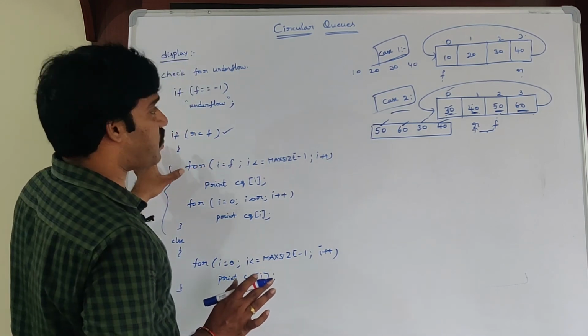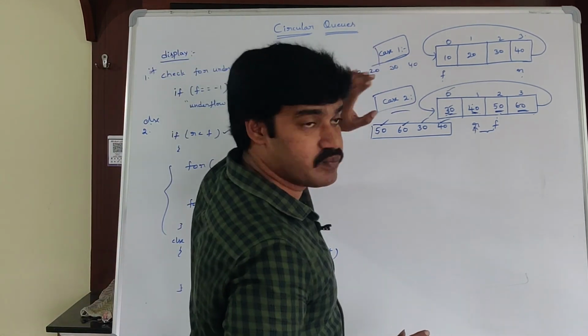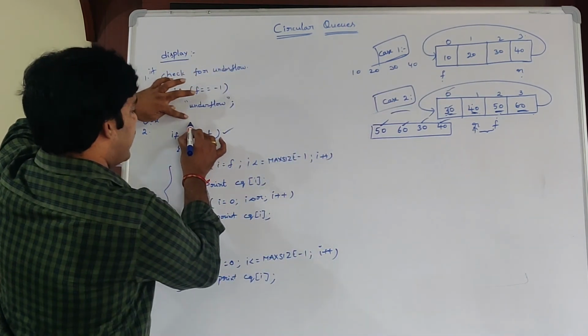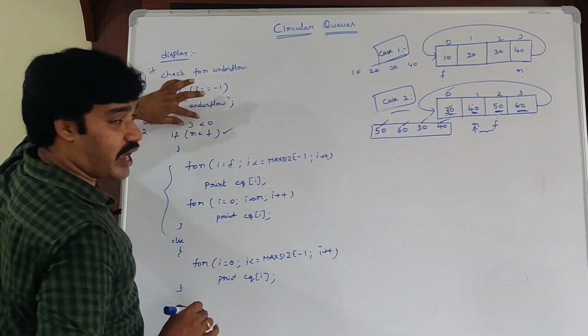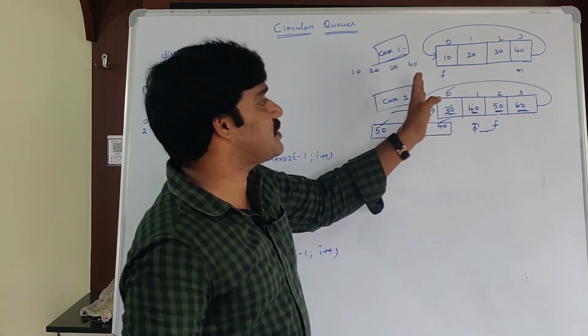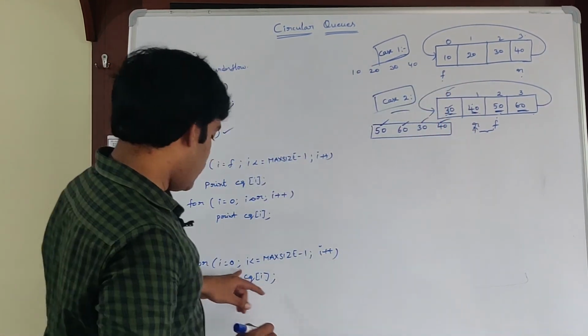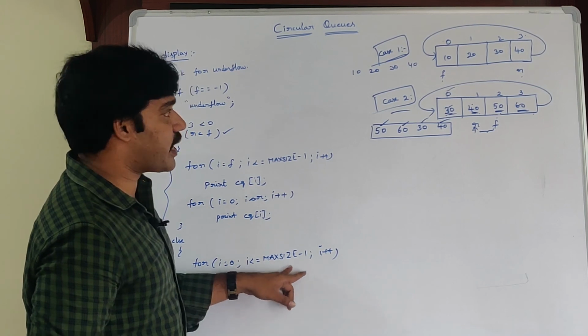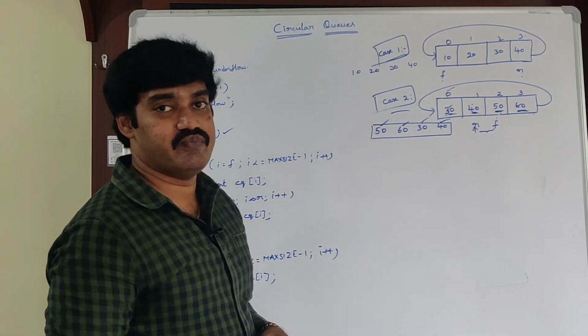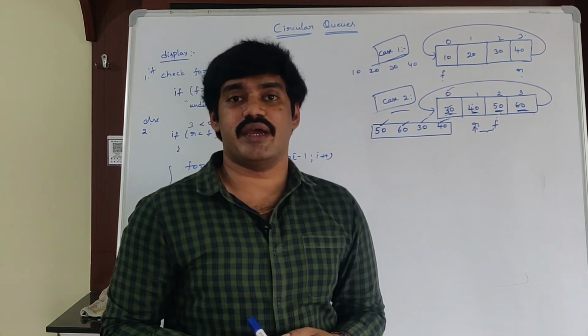If this condition is false, consider case 1. What is case 1? F is 0, R is 3. R is 3, less than F is 0. The condition is false. Coming to the else block. Here what are my Q elements? 10, 20, 30, 40. Simply, for I is equal to 0, I less than or equal to max size minus 1, I plus plus, print CQ of I. So this is the circular Q data structure.